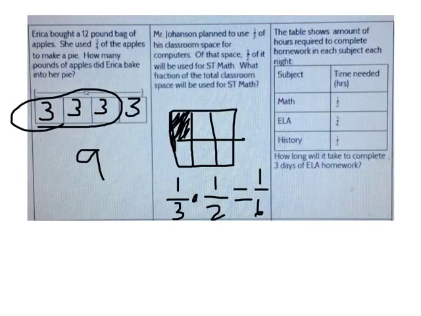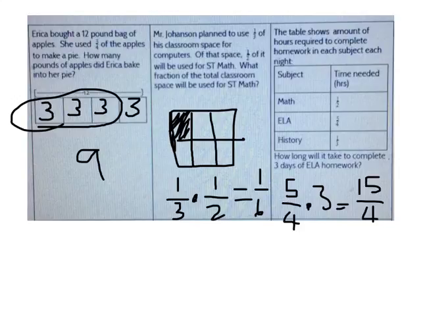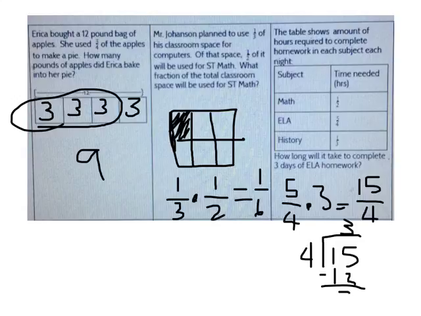Let's look at the last question. The table shows the amount of hours required to complete homework in each subject each night. 1/2 hour for math, 5/4 hours for ELA, and 1/3 for history. How long will it take to complete 3 days of ELA homework? So how long will it take to work for 5/4 hours 3 times? Write your answer as an improper fraction. 5/4 times 3 is 15/4. When I change that into a mixed number, 4 goes into 15 3 times with a remainder of 3, or 3 3/4 hours.